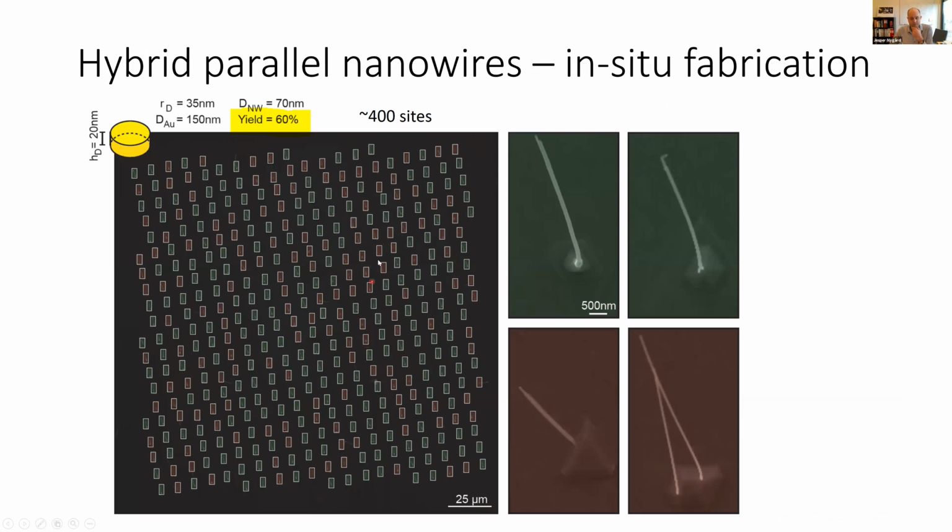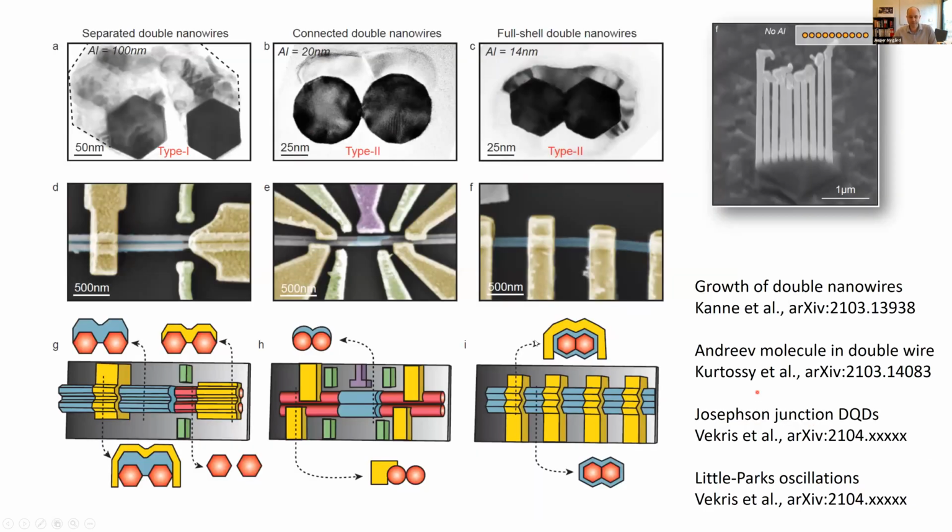All the green ones, which is more than half of the sites, give rise to fairly well-defined double wires, while the red ones have failed, for instance, due to motion of the gold catalyst particle during the growth process. But one can, with a decent yield, obtain such double wires and actually also build these into devices.